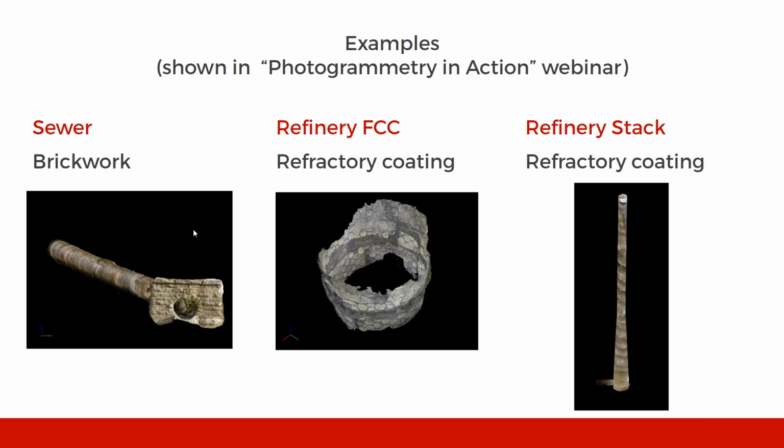For example, you spot the missing brickwork. You want to know how many meters from the entrance of the sewer we spotted this missing brickwork. There's a more detailed story about the FCC unit where we did this refractory coating analysis, and there's also a more detailed story of this refractory coating in the chimney where we did the surface measurement. So this is the entire chimney where before we just saw the tip where you had the refractory missing. This was, I think, a 60 or 100 meter chimney.